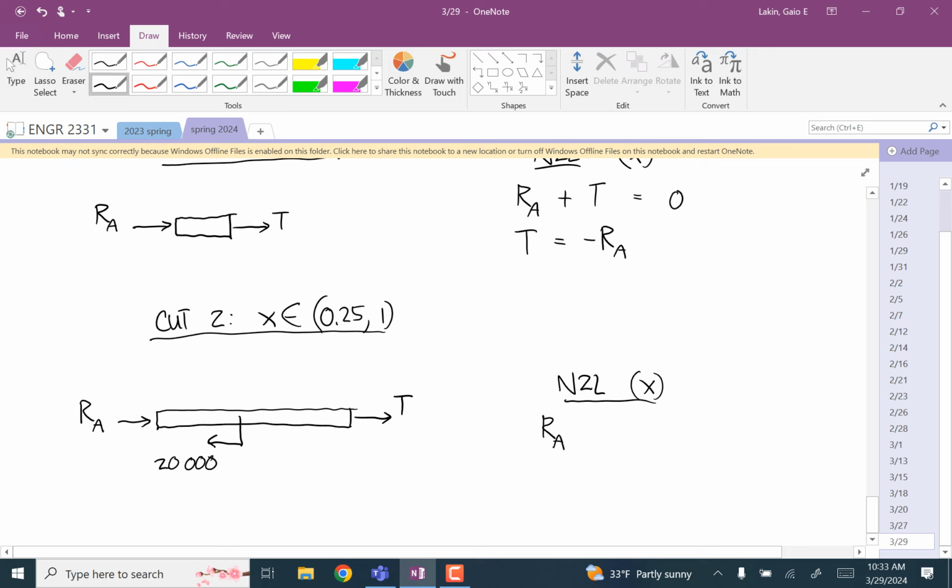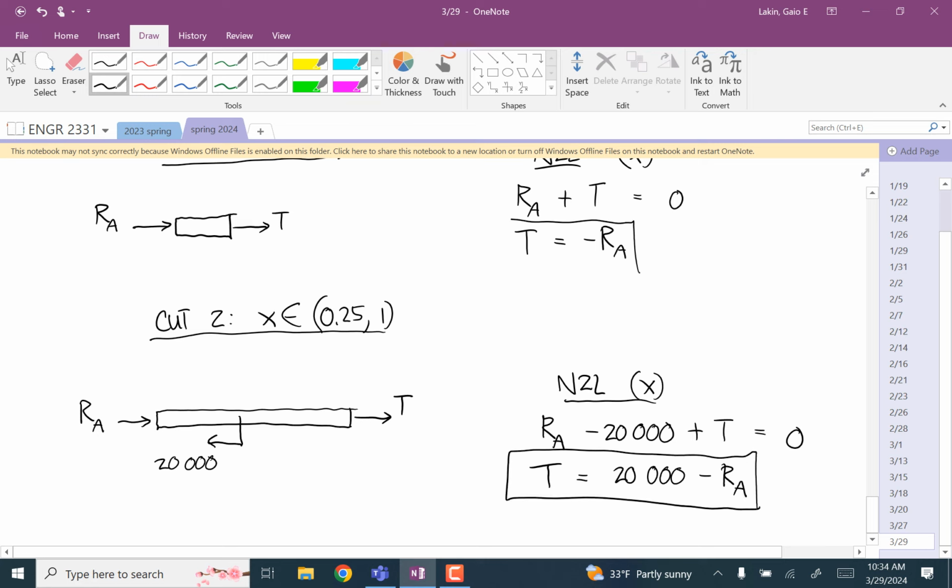And so RA minus 20,000 plus T is equal to 0. So the internal tension on this part, T, is equal to 20,000 minus RA. Since it's statically indeterminate, we can't come up with internal tensions as numbers. They have to include variables because we don't know what those are. Okay. Anybody have any questions about what I'm doing yet?